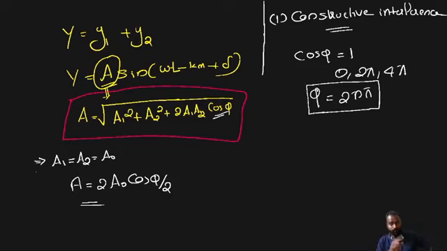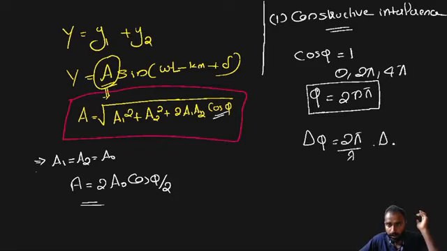When the two waves are at a phase difference of 2n pi, then the intersecting waves produce constructive interference with maximum amplitude. You might know the relation between the phase difference and path difference. Phase difference delta phi is equal to 2 pi by lambda into delta x. Here this delta x is the path difference.